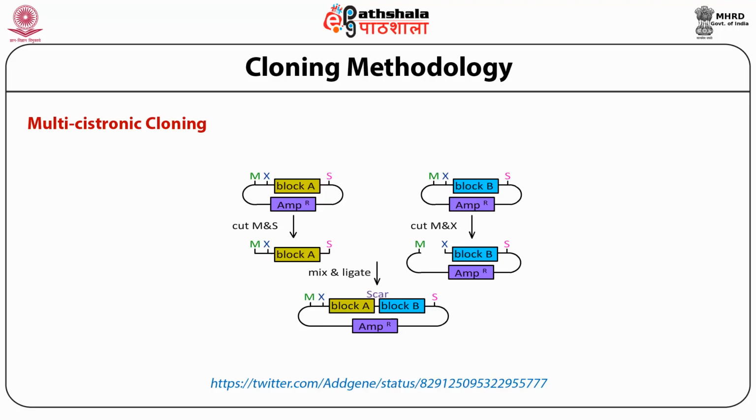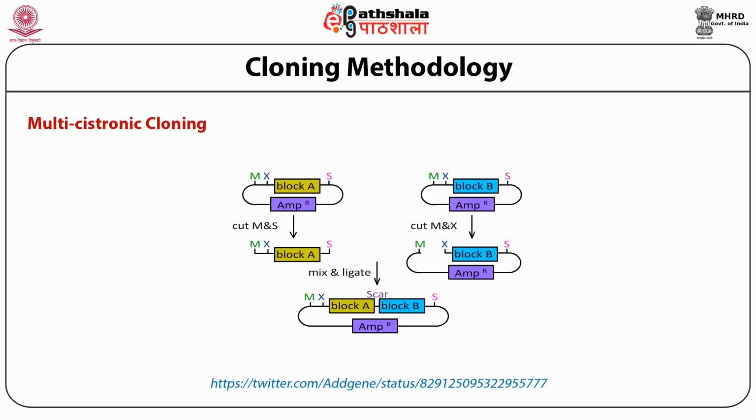In this, you see 2 different plasmids, representing block A, or gene of interest A, on one side and gene B as block B on the other side, and there are 3 restriction enzyme sites represented here as M, X and S. If we want to clone block A next to block B, we digest the very first vector with M and S, that is 2 restriction enzyme sites, and the second plasmid is digested with M and X. Once we ligate it, we will have a small scar, but block A and block B will be cloned next to each other.